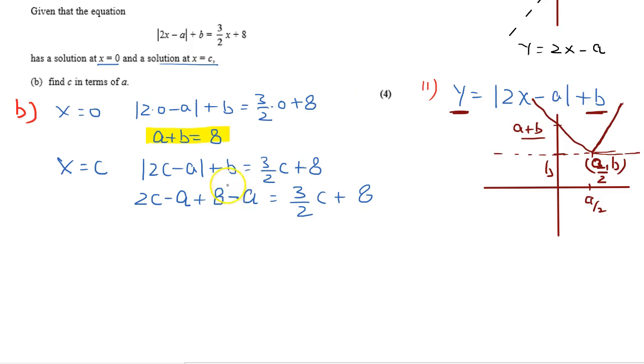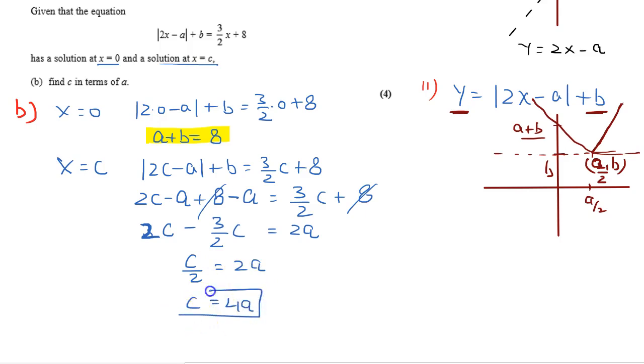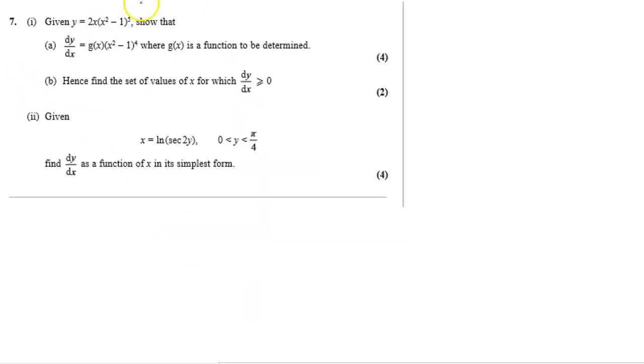8 and 8 cancel. So 2c minus 3 over 2c is equal to 2a. So this is 4c minus 3c, so c over 2 is equal to 2a. So c will be 4a. Find c in terms of a. So this is c in terms of a. So that is the answer.